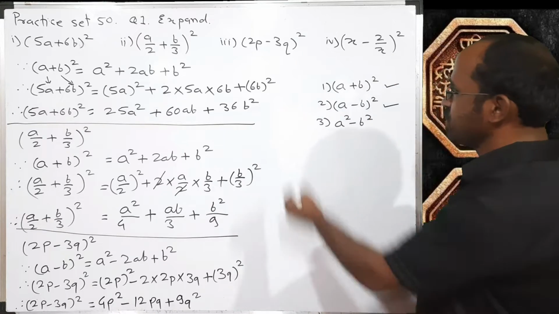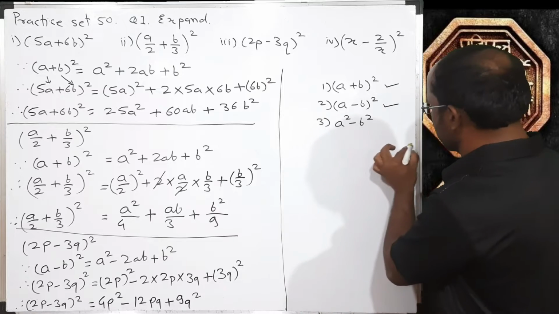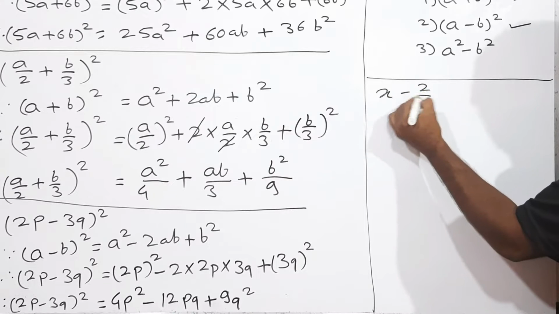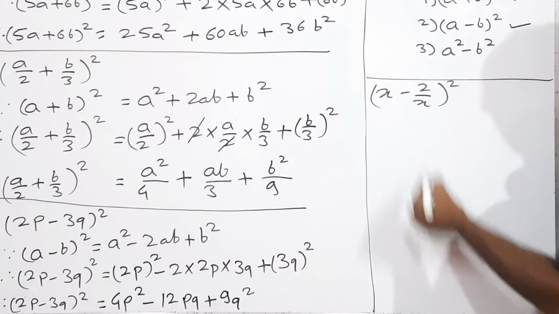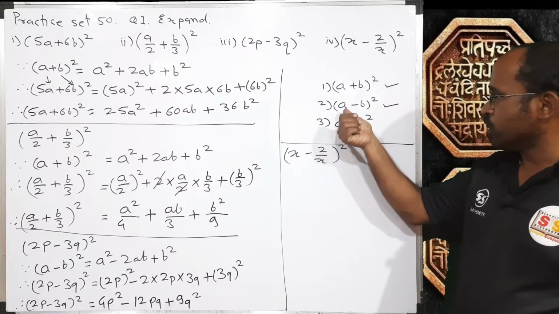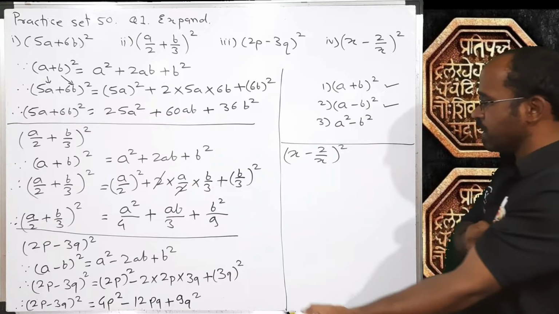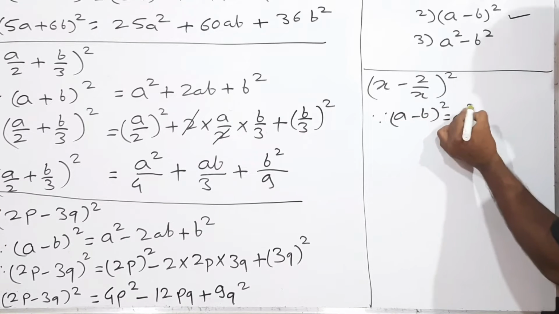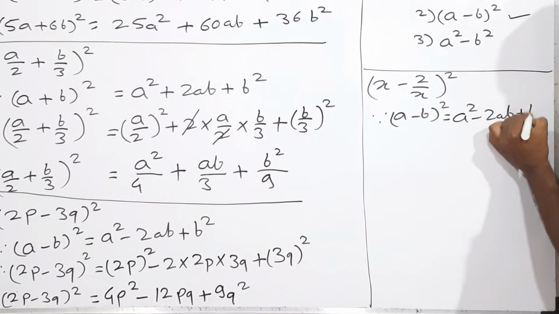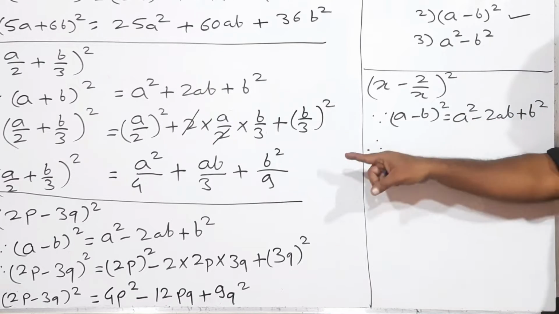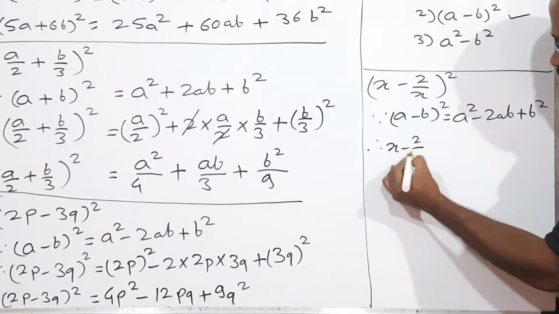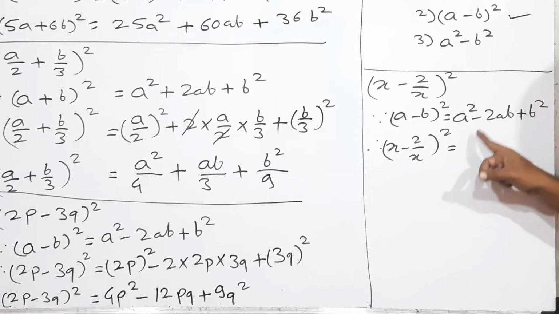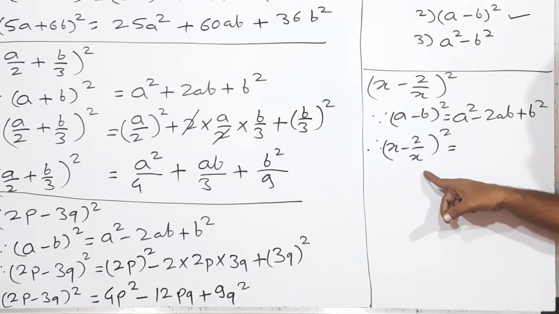Got it, students? Let's solve the final fourth example of this question number 1. Fourth example is x minus 2 upon x bracket square. Which formula can we use? We can use the a minus b square formula. So let's write the formula. a minus b bracket square is equal to a square minus 2ab plus b square, then x minus 2 upon x square is equal to, at the place of a in the formula use x, at the place of b in the formula use 2 upon x.